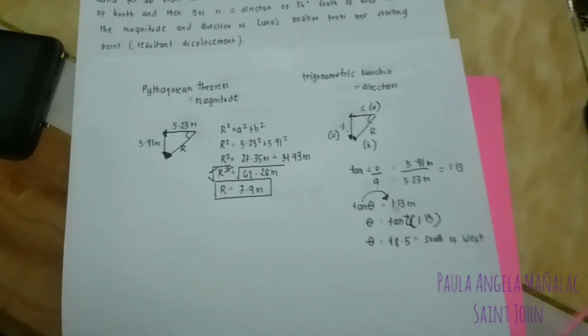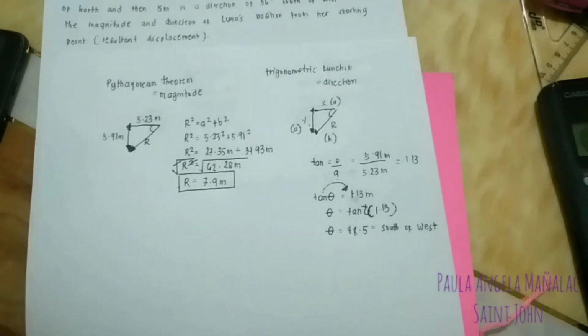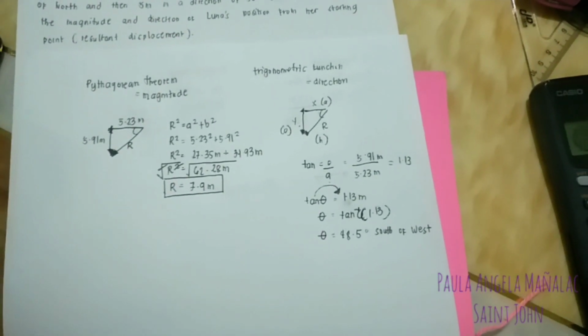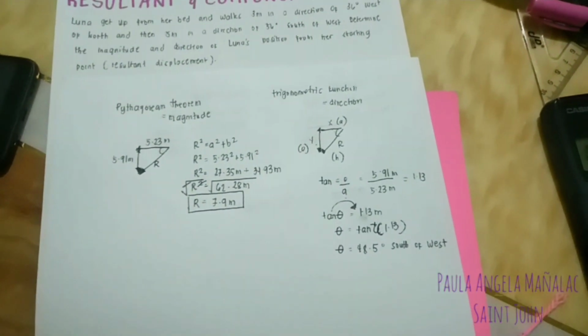Therefore, Luna's resultant displacement is 7.9 meters in a direction of 48.5 degrees south of west, which is her position from her starting point. I hope you learned from this video.